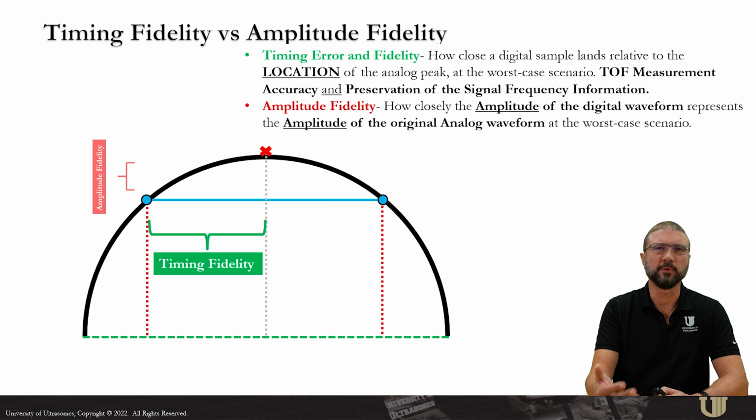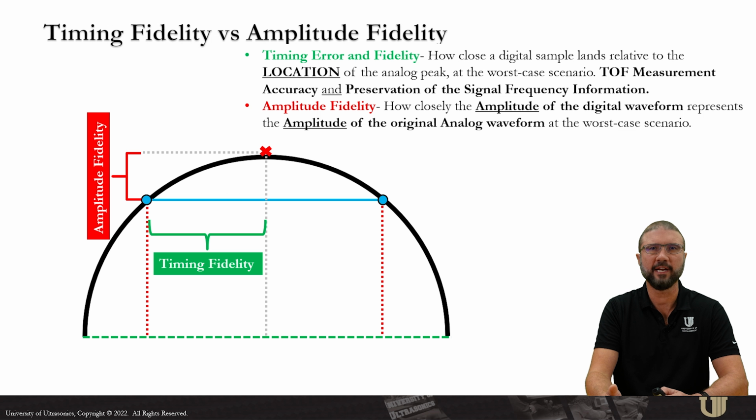This thought process is what helps us control our time of flight measurement accuracy, as well as the preservation of the frequency information of our signal. And then in the fourth video, we calculated amplitude fidelity, how closely the amplitude of the digital waveform represents the amplitude of that original analog, again at a worst case scenario. In each of these videos, we calculated several scenarios for each version of fidelity, so be sure to catch up on those for more information.